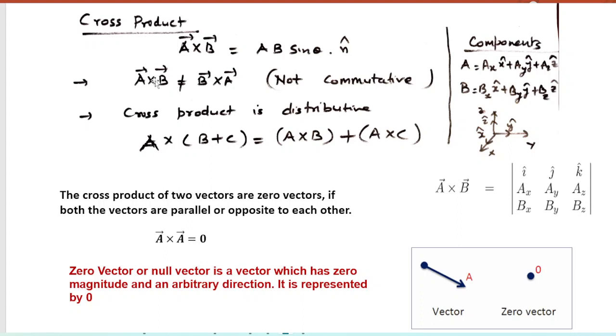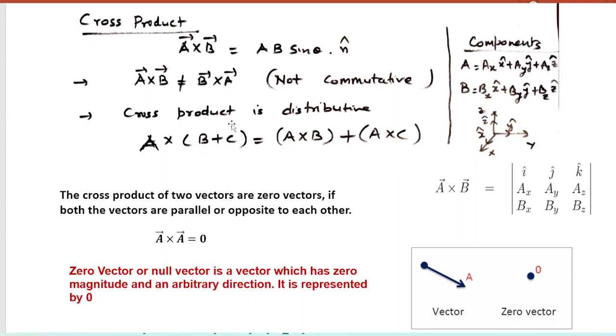The cross product of two vectors is not commutative, meaning A cross B is not equal to B cross A, and the cross product is distributive. It is distributive as it is in the dot product. So A cross (B plus C) equals A cross B plus A cross C.